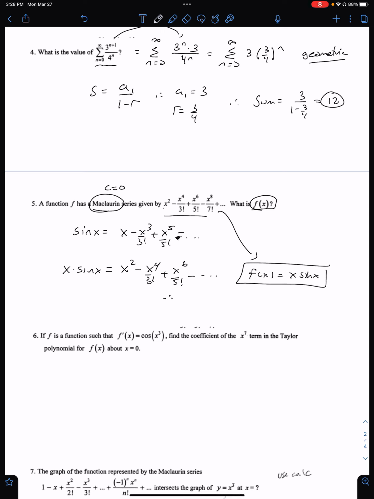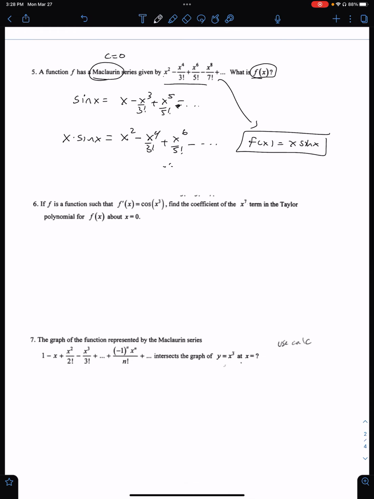Very easy to do. All right, number 6. This says, if f is a function with this given derivative, find the coefficient of x to the 7th of the Taylor series for f of x. So x equals 0, so we're thinking Maclaurin. So this is Maclaurin, so I can use my shortcuts.